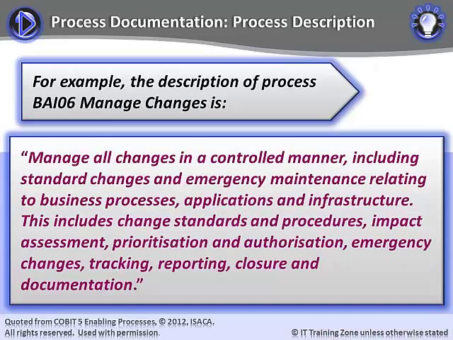The next section of the process documentation is a description of the process. For example, the description of Process BAI 06 Manage Changes is: Manage all changes in a controlled manner, including standard changes and emergency maintenance relating to business processes, applications, and infrastructure. This includes change standards and procedures, impact assessment, prioritization and authorization, emergency changes, tracking, reporting, closure, and documentation. You can see that this not only gives a high-level description of what the process does, but it also states its scope.